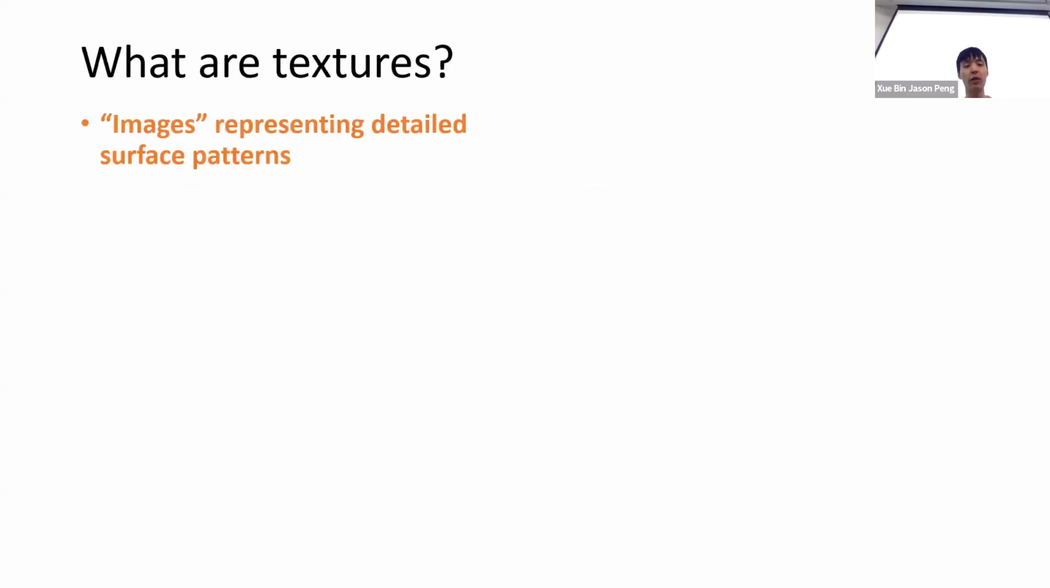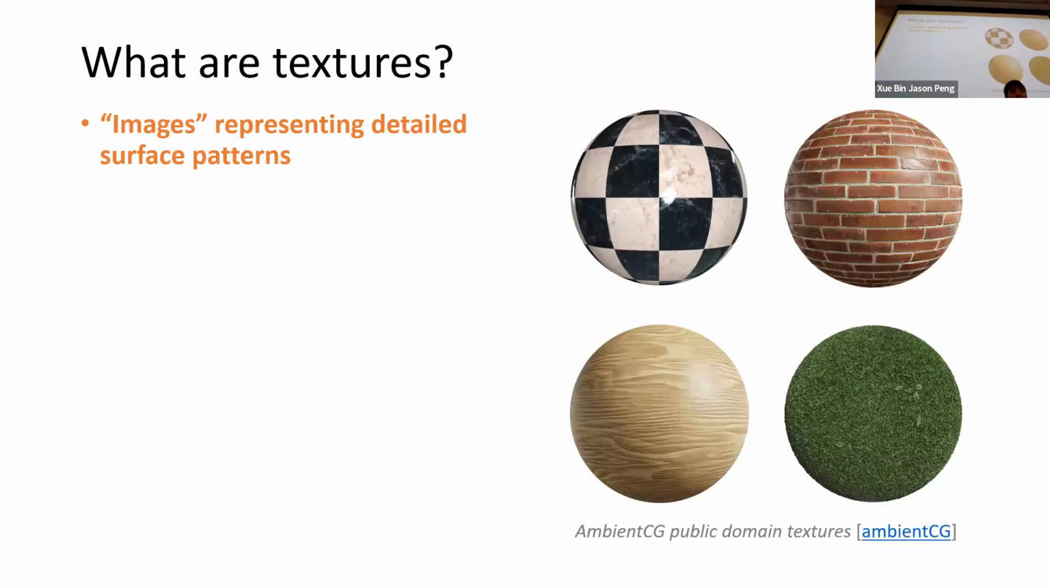So to start, let's take a look at what are textures. We can think of textures as a way of representing detailed surface patterns on the surface of an object. So for example, let's say I want to render spheres that are made with different materials. So we might have a sphere that's covered in a checkerboard pattern. We might have a sphere that's made of bricks, a sphere that's made of wood, or a sphere that's covered in grass. So how will we render these different spheres that are made of these different types of materials?